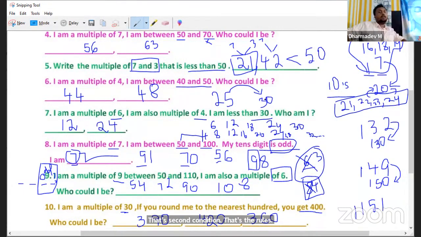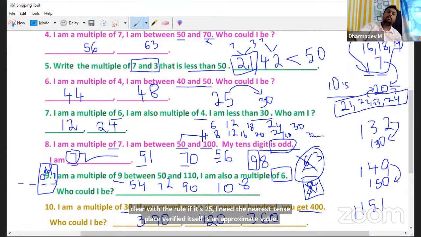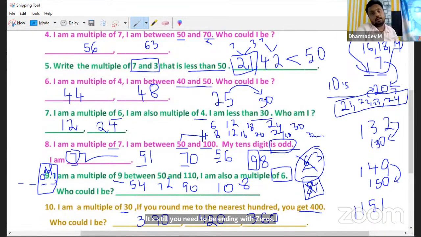If it is 25, I need the nearest tens place. 25 itself is an approximate value. Still, you need to be ending with zeros. Then for the 25, I have to take it as 30. I cannot take any other number.